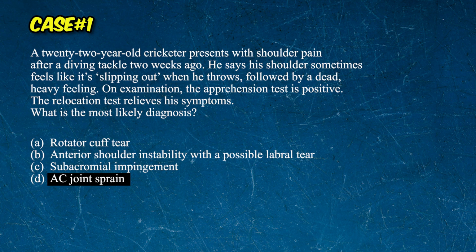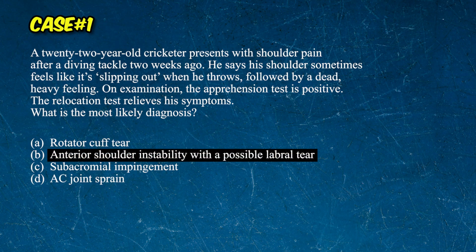Option D, AC joint sprain. An AC joint injury gives you very localized pain right on top of the shoulder. You might see a step deformity if it's severe, but the apprehension test is not positive in AC joint injuries. That test is specific for anterior instability of the glenohumeral joint.